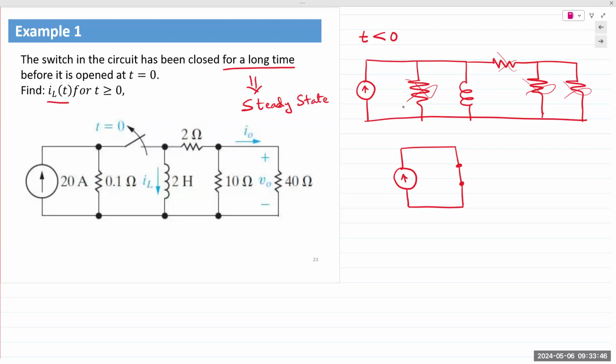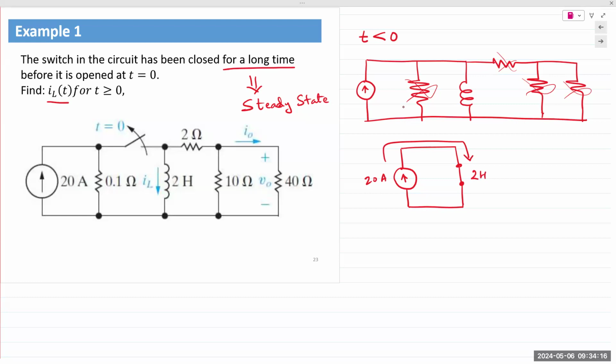So as soon as you read the words long time, the equivalent is that it has reached steady state. So if the inductor is behaving like a short circuit, all of the current is flowing through that inductor. 2 Henry inductor and IL coming down.